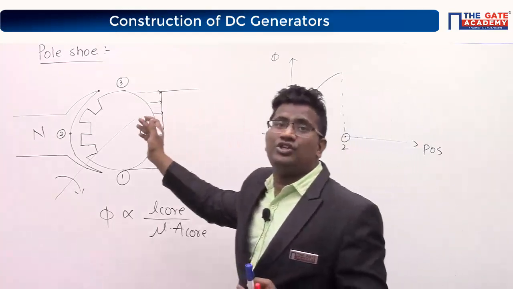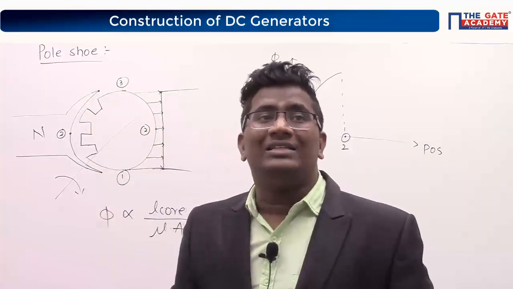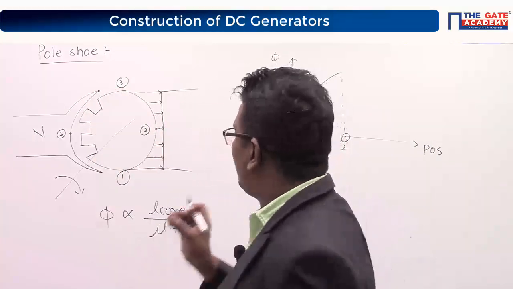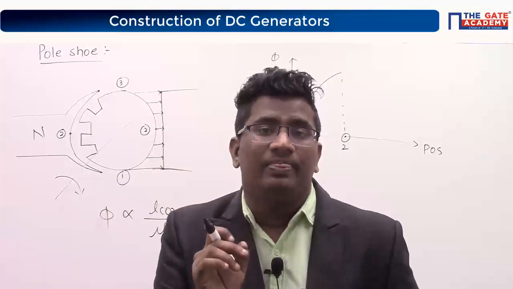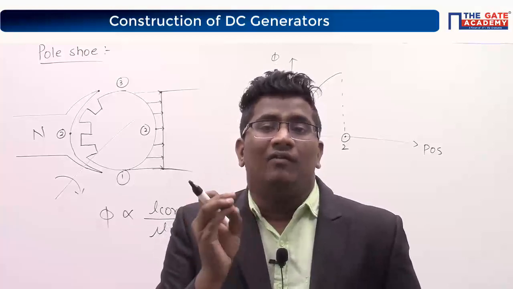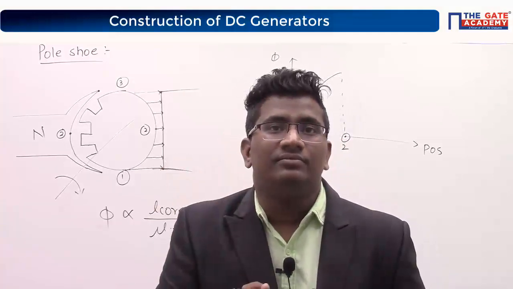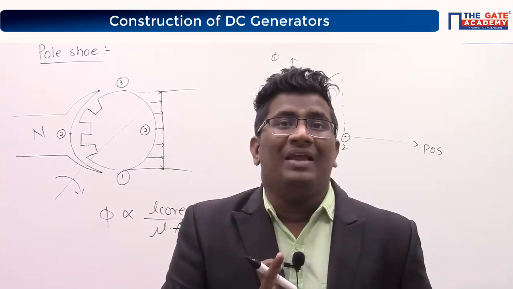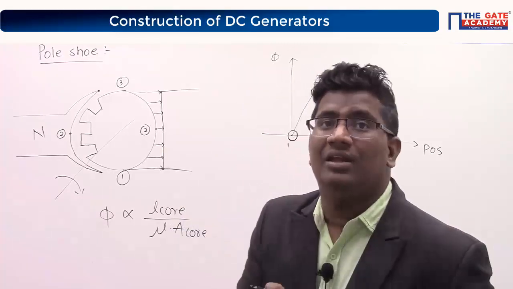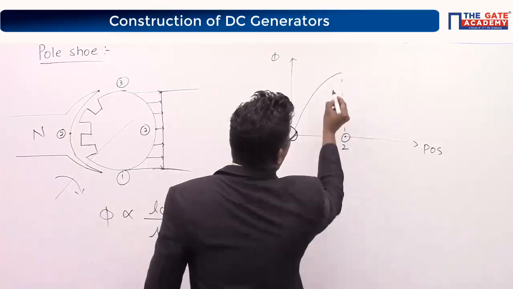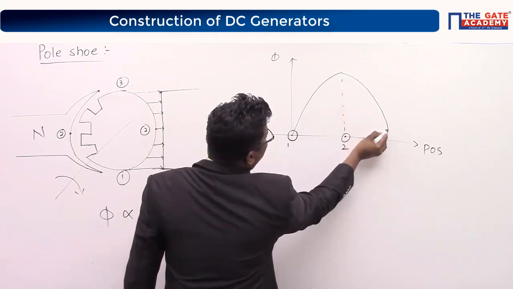Tell me, from position 2 to 3, what is happening to the area? What is happening to the air gap? Is it increasing or decreasing? Come on, respond. Air gap increases means flux will decrease. Correct?